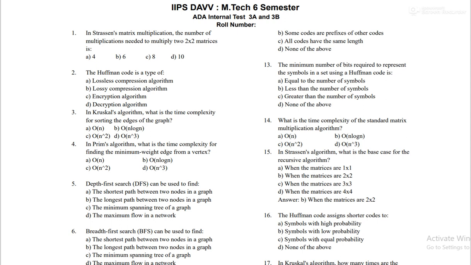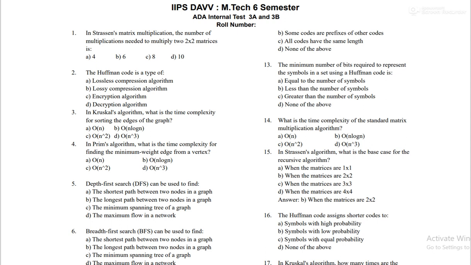Question 14. What is the time complexity of the standard matrix multiplication algorithm? The standard matrix multiplication algorithm takes n cube time. So the correct option is option D, order of n cube, or n to the power 3.